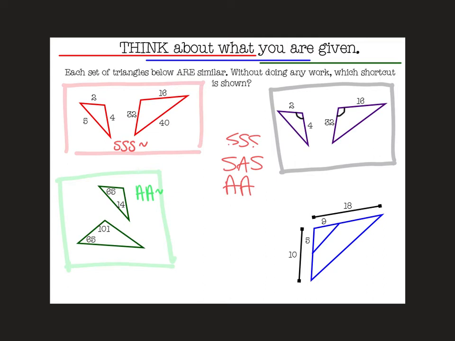Awesome. So this one, you have a side, an angle, a side. It would be side, angle, side. Okay, and then probably the toughest one. What shortcut are you seeing here?